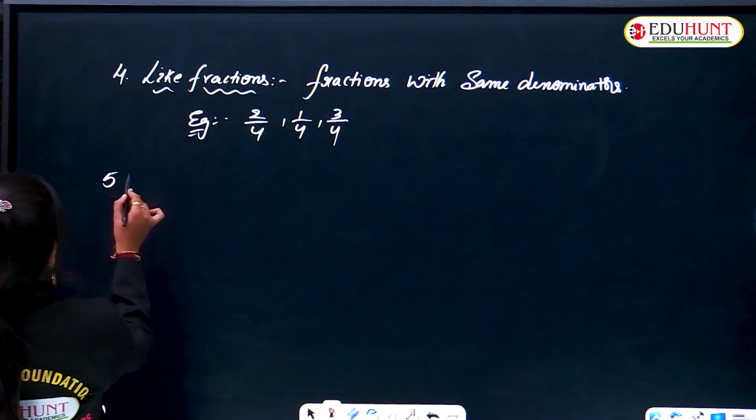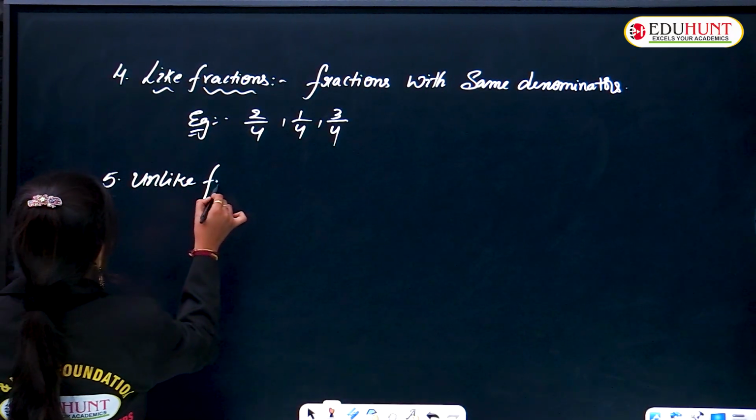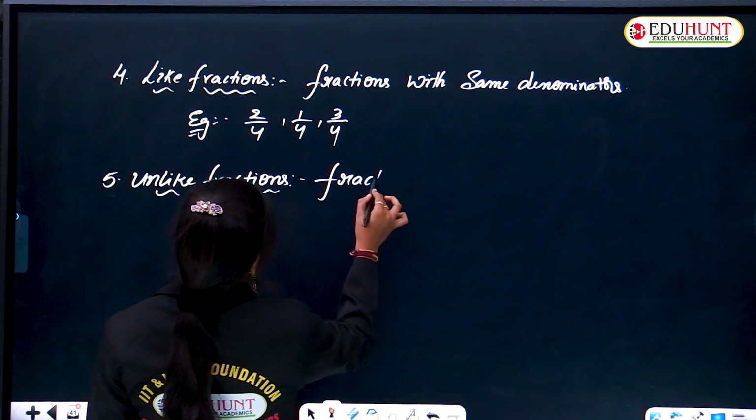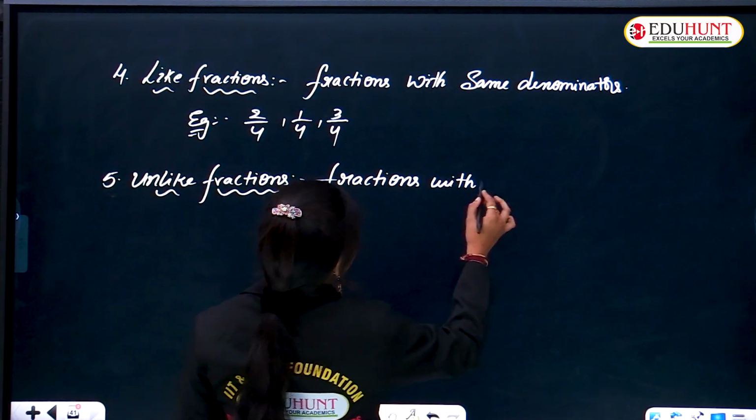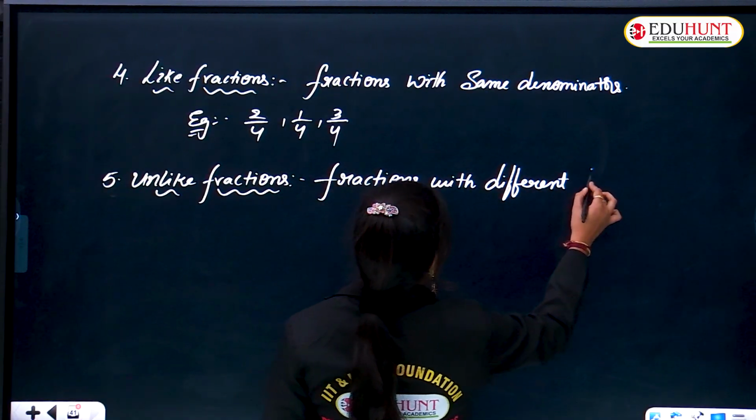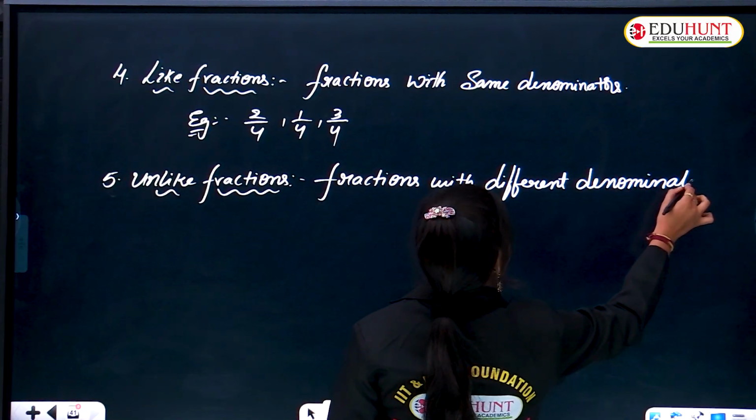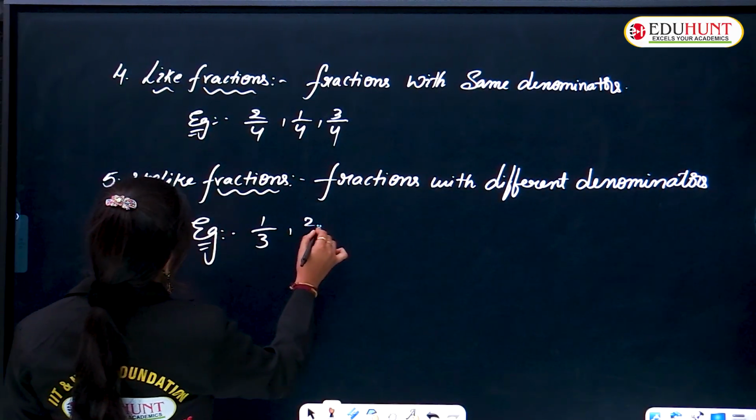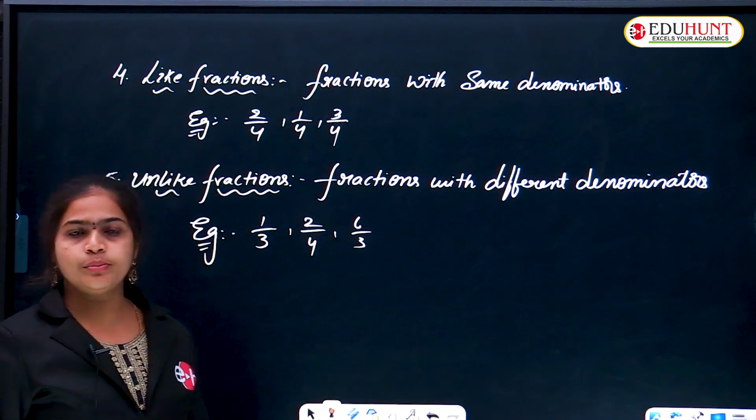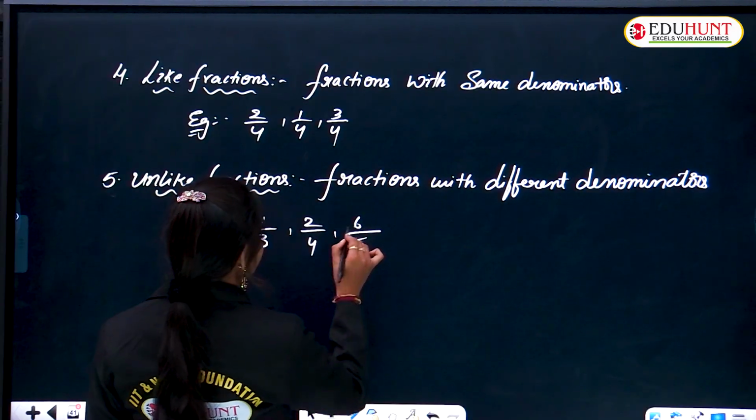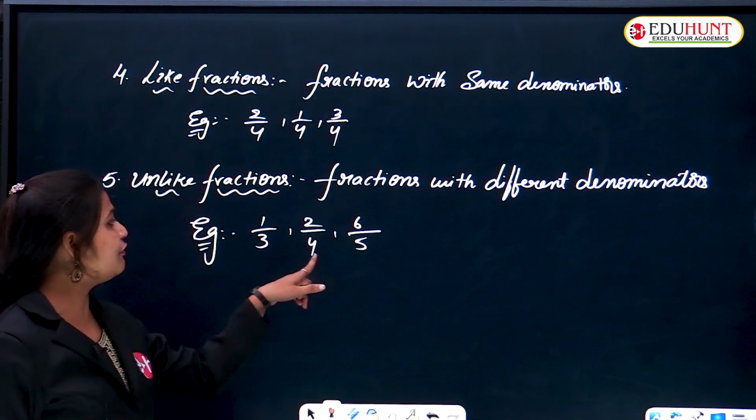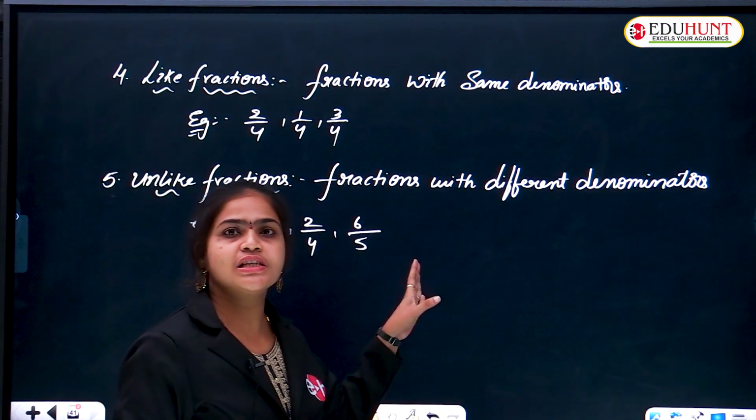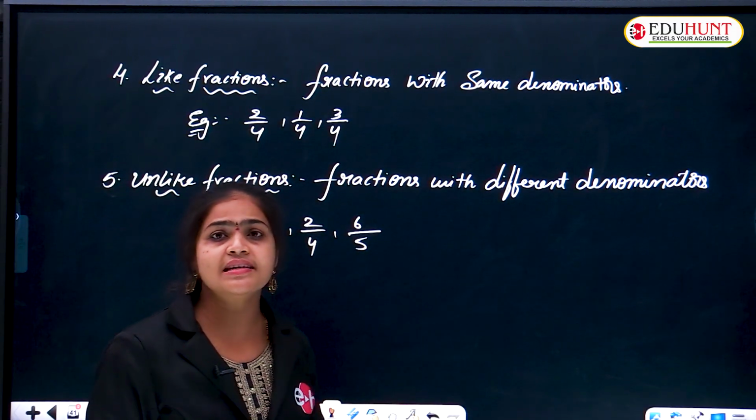Okay? Next, unlike fractions. Unlike fractions means fractions with different denominators. For example, 1 by 3, 2 by 4, 6 by 5. These all have different denominators. In this set of fractions we have 3, 4, 5, different denominators, no? That's why we call this type of fractions unlike fractions. Unlike fractions means fractions with different denominators.